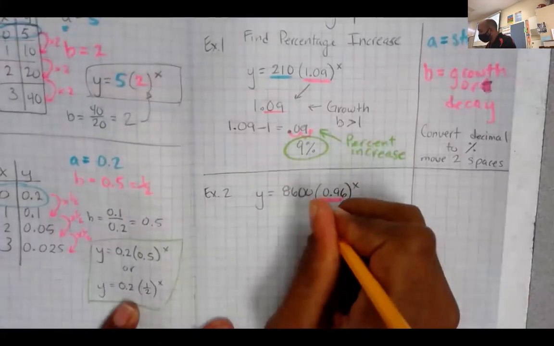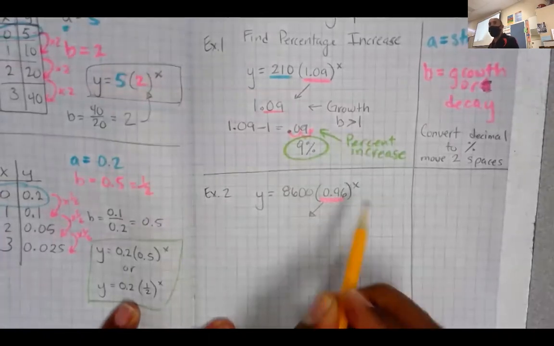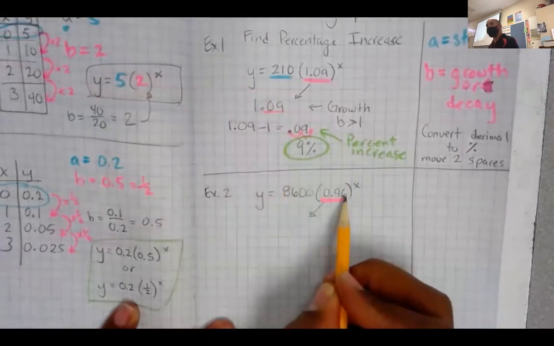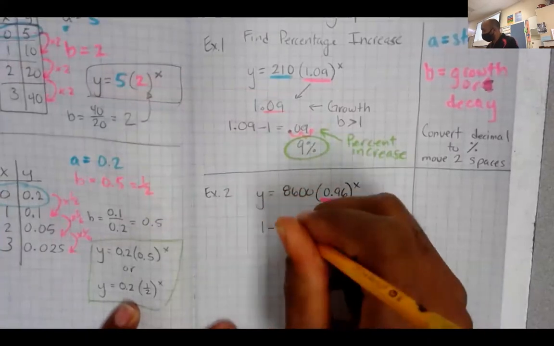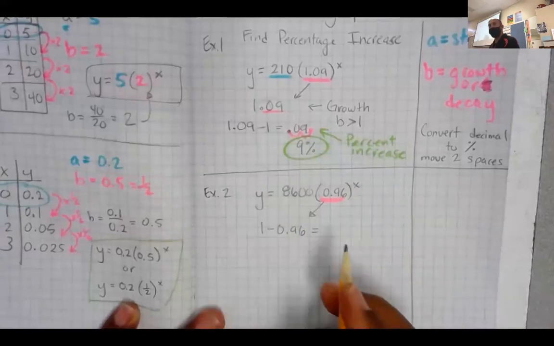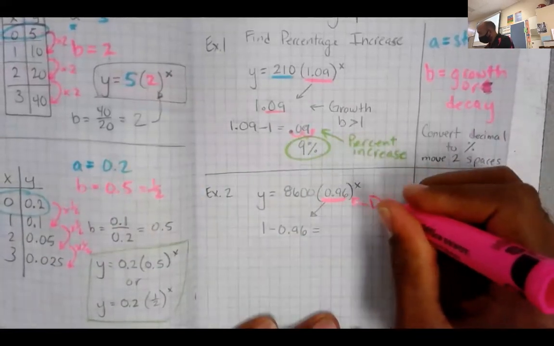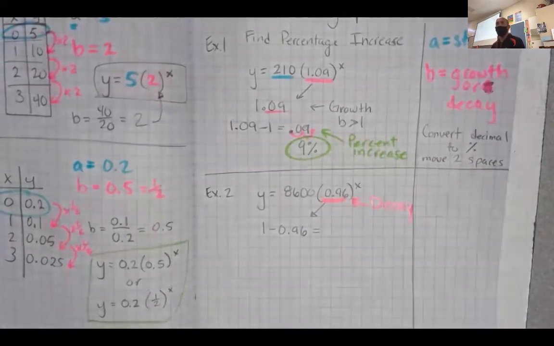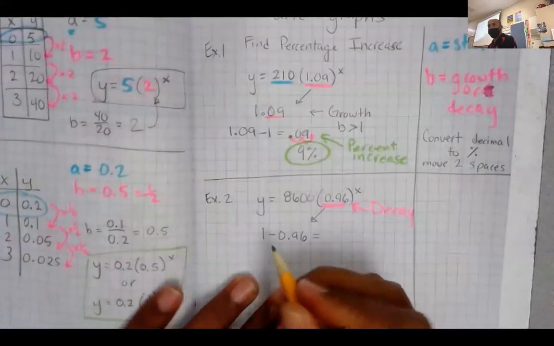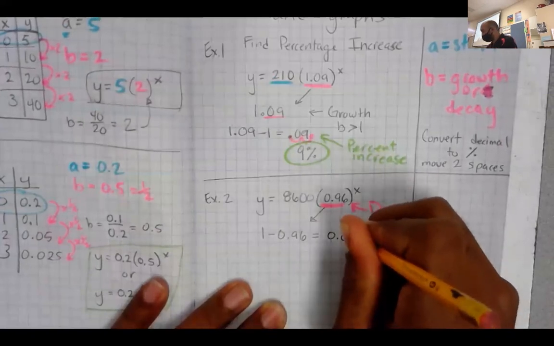And what we want to do is, again, figure out how far away from 1 is that number. Well, here, when it was bigger than 1, I did 1.09 minus 1. But here, because it's less than 1, I'm going to do 1 minus 0.96. First, let's just point out the fact that this is decay, because it's less than 1. Then 1 minus 0.96 is going to be 0.04.